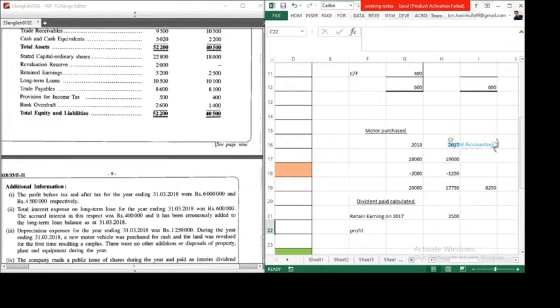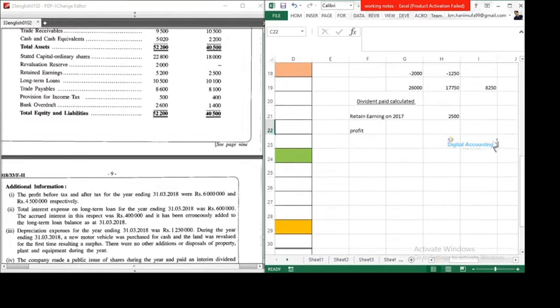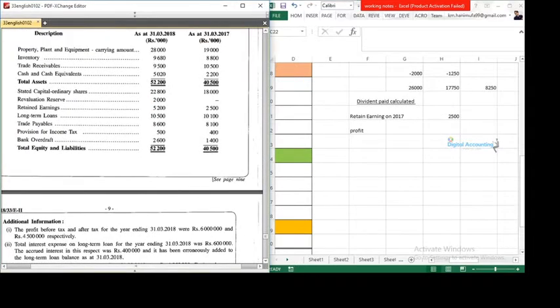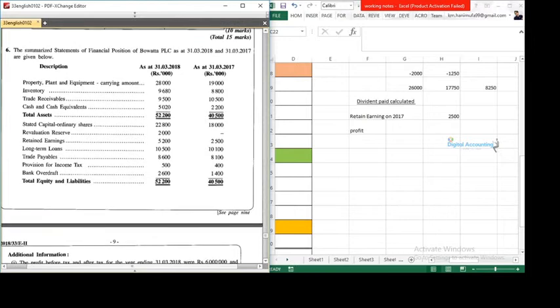Right, you can see here that's the dividend. First, we need to find the dividend. So, how much retained earnings in 2017? This 2017 retained earnings is also given in the financial position for the year 2017. The initial amount is given. The retained earnings, 2,500 here. 2,500 is given.